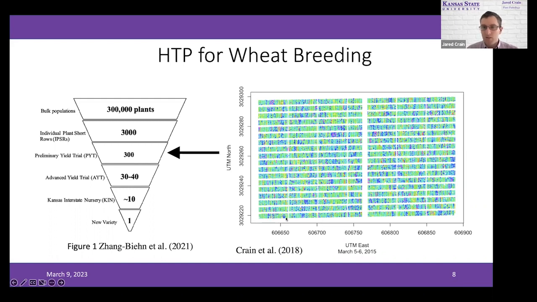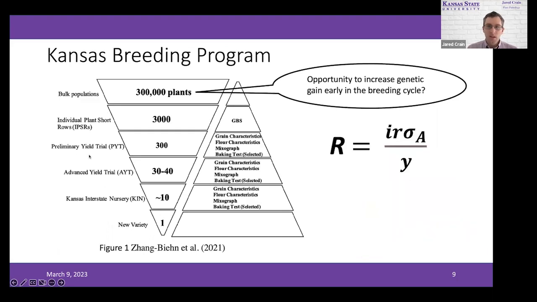In total, there's about 3,900 plots, with each small segment representing 1 plot here. So this was some of my first work. Again, we were looking in this preliminary yield trial already quite a ways down in the breeding funnel. So this work really was motivated by the question of, can we increase the rate of genetic gain if we can move that high throughput phenotyping earlier into the breeding program?